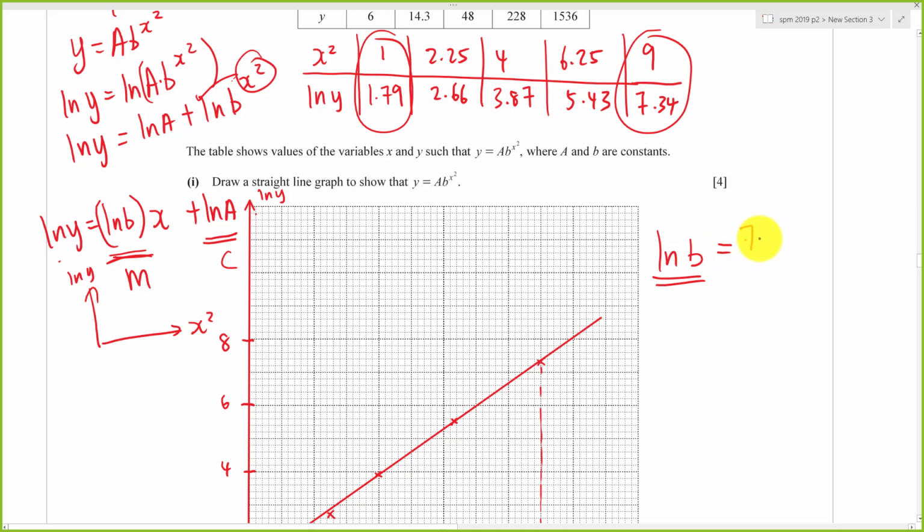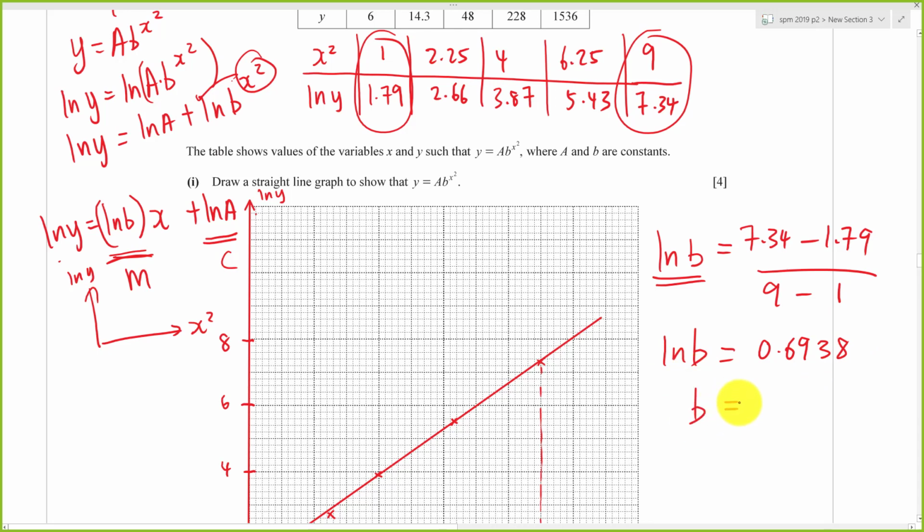It is equal to y minus y over x minus x. Okay, so 7.34 minus 1.79 divided by 8. So it's 0.669375 or 38, equals to my ln b. Then b will become e power of this thing. So I will just do exponent here. So yeah, e power of my answer here, I should get 2.